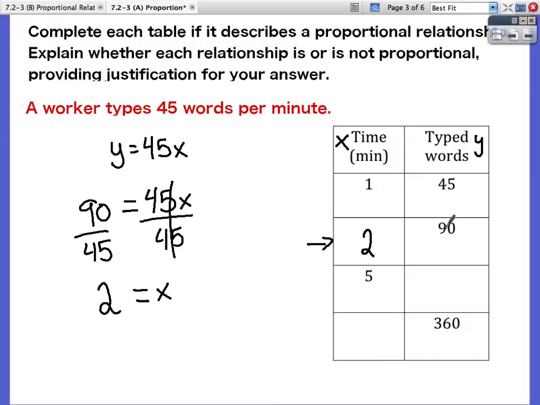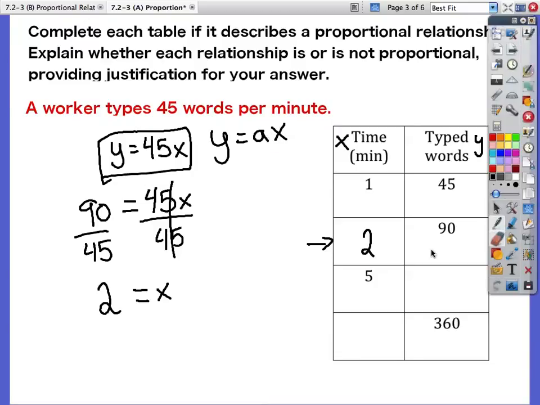But what you really were doing was dividing 90 by 45. So keep that in mind. If you can work it backwards through division, then the rule is proportional. That's one way you could justify your answer. Another way you could justify an answer is if the rule fits the format of y equals ax, we know it must be proportional. In this case, a is 45.